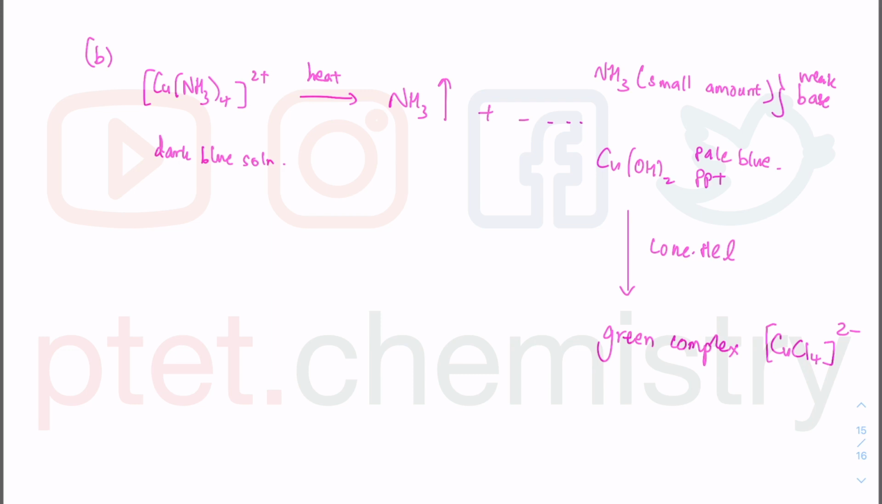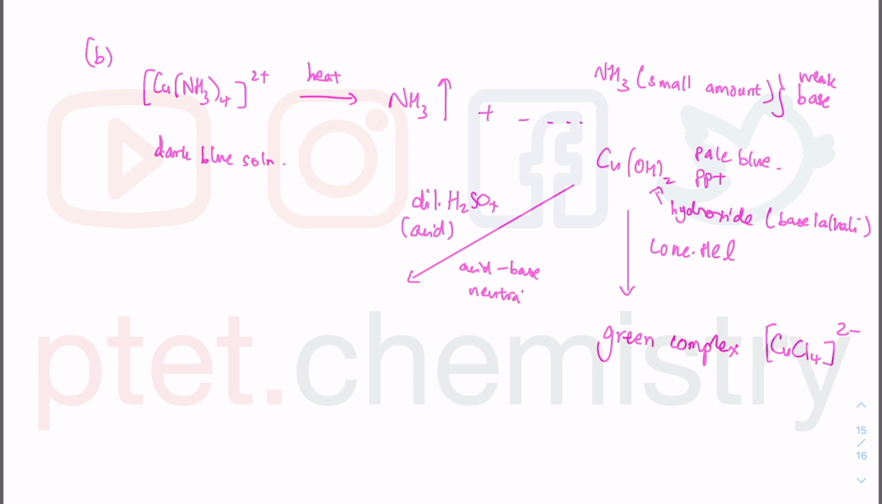And then a sample of copper 2 hydroxide is added to dilute sulfuric acid. When you add it to dilute sulfuric acid, this is an acid, this is a hydroxide. Hydroxide is a base, an alkali, so you are going to get an acid-base neutralization reaction. Acid-base neutralization, this is your year 9 type of reaction concept.